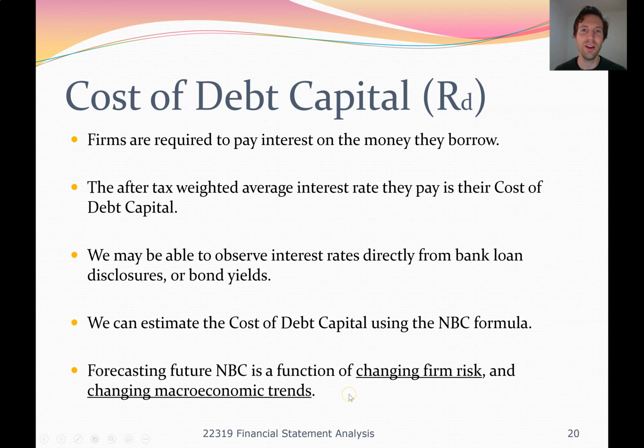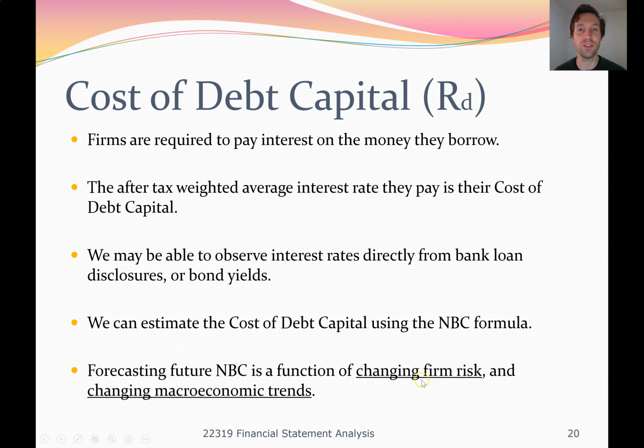Okay, so when you're forecasting your cost of debt capital in the future, forecasting future NBC is a function of changing firm risk. If your firm's borrowing more or the industry's becoming more competitive, or you're in a struggling industry, any of those things could mean that your net borrowing cost will increase because the firm's risk is changing. But at the same time, in the current environment, macroeconomic trends mean that interest rates, like the Reserve Bank of Australia's interest rate or the Federal Reserve's in the US, are being lowered. So these two factors need to be balanced out.